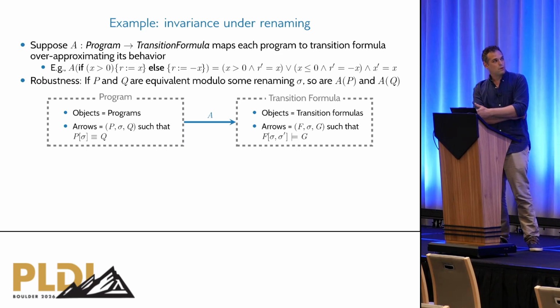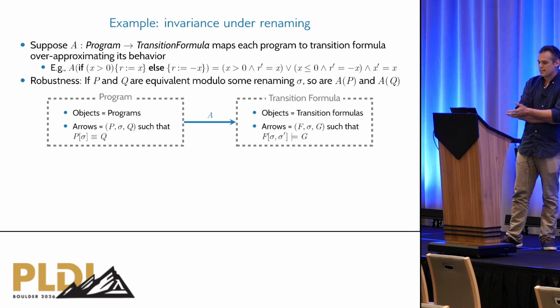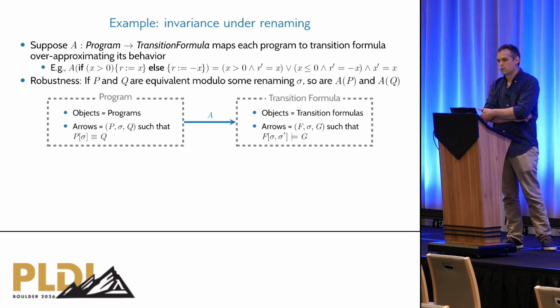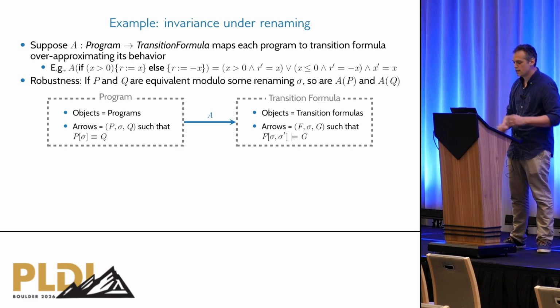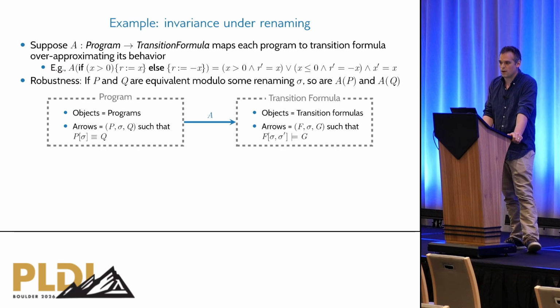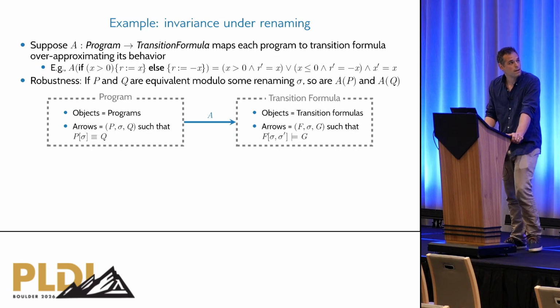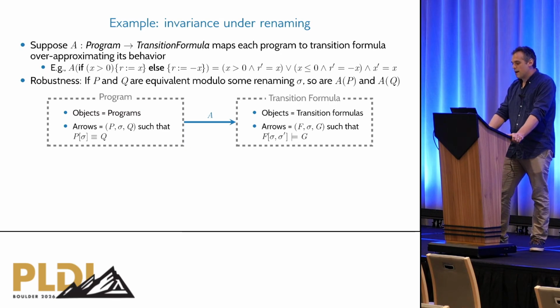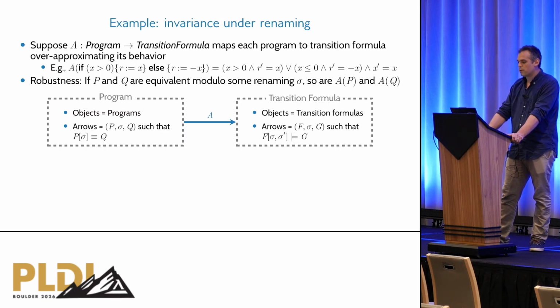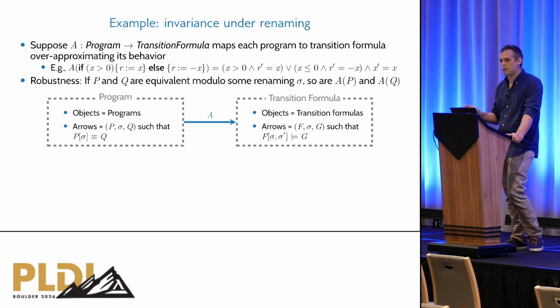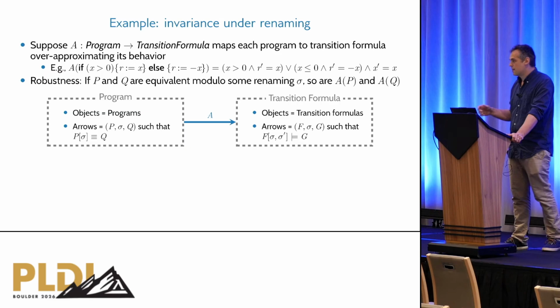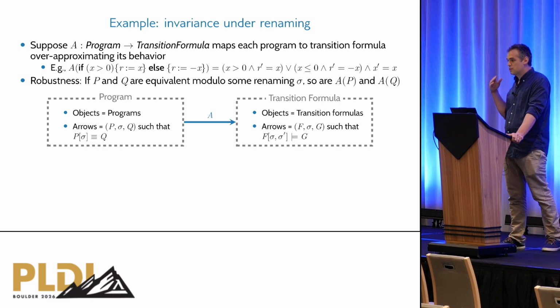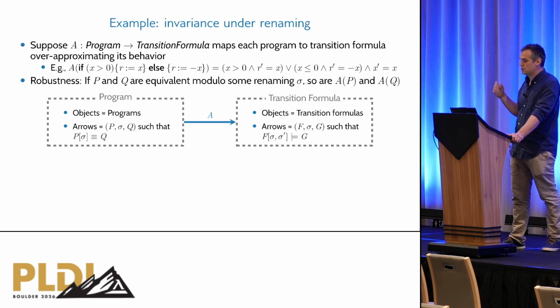So let's suppose that we have an analysis A that maps programs to transition formulas that over-approximate their dynamics. So this is just a logical formula over unprimed and primed variables that represent the state of a program before and after an execution. And the robustness property that we're after is that if P and Q are two programs that are equivalent modulo some renaming of variables sigma, then the same should be true for the two transition formulas assigned to P and Q by the analysis A.